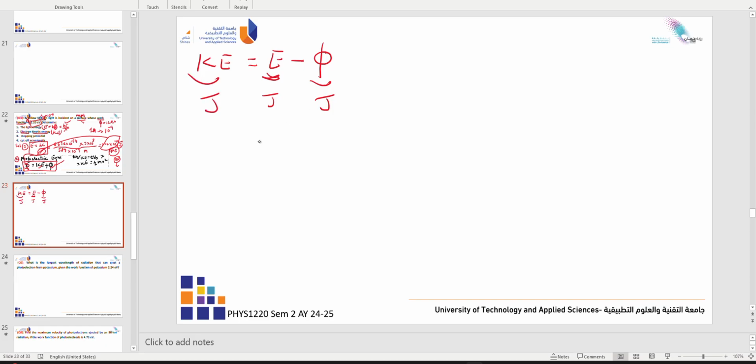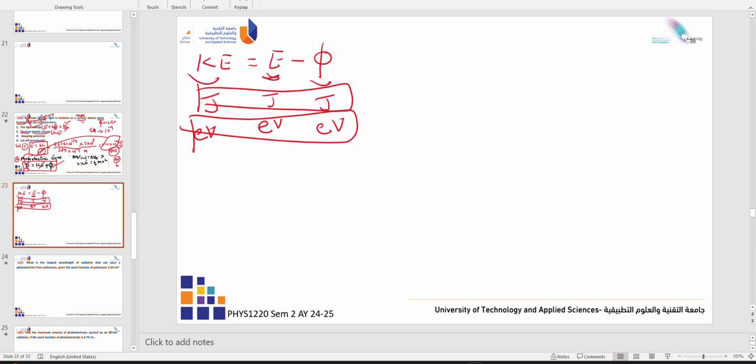For example, you can write electron volt also, there is no harm. If you write the value of E in the unit of electron volt and the value of phi in electron volt, then you are going to get the kinetic energy in electron volt. It will be the same. If you are using joule, all should be joule, and if you are using electron volt, all should be electron volt.